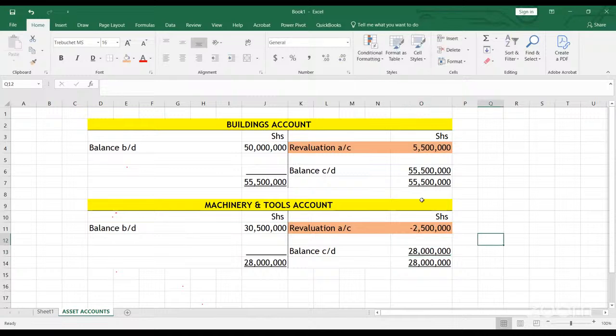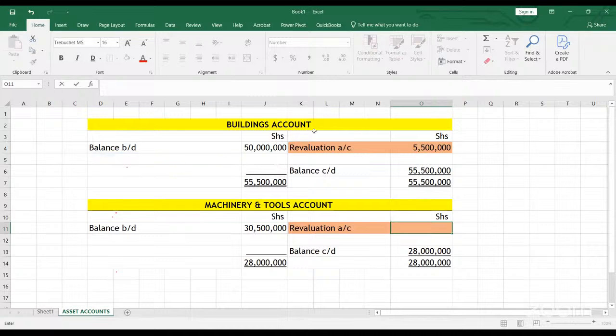So what do we have here? A gain or a loss? It's a loss, sir. Sorry, this gain should be here.